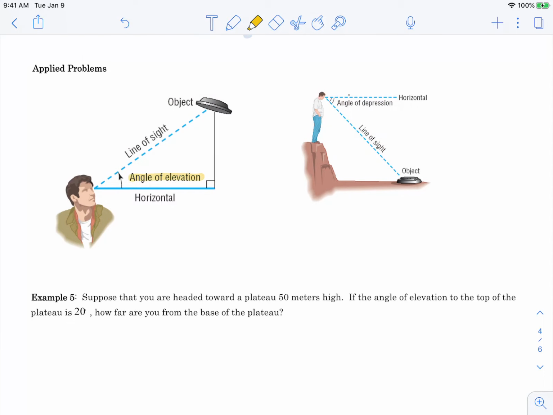So what that means is when you are standing, you draw a horizontal from the eye line, and your angle of elevation is you looking up, and it creates this angle. So that's pretty intuitive, I think. Angle of elevation, elevation is going up. Another term for that is angle of inclination.